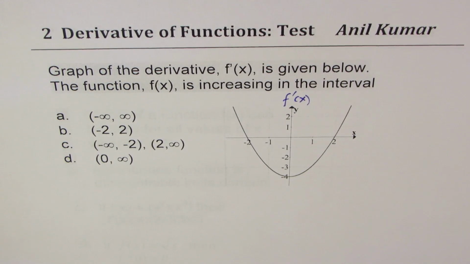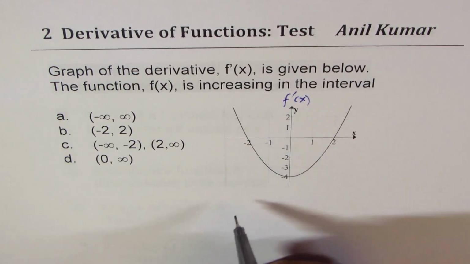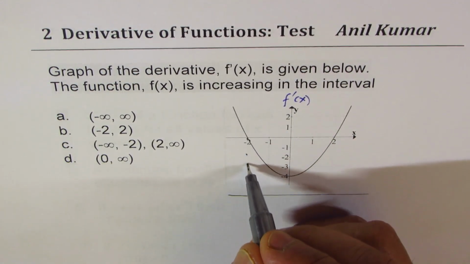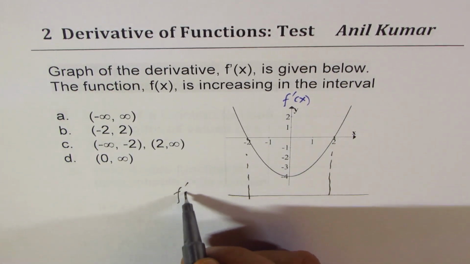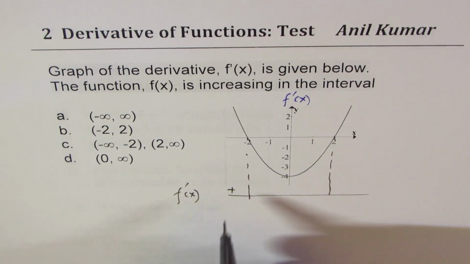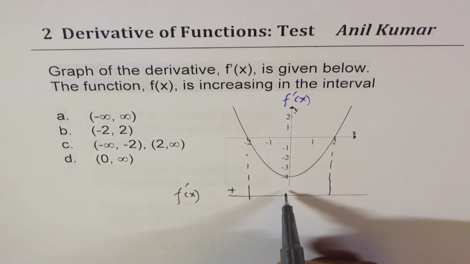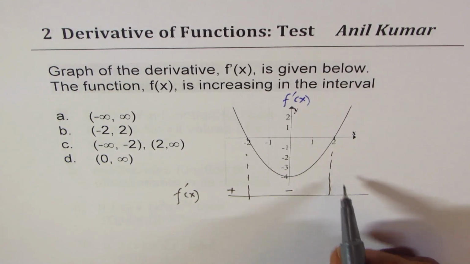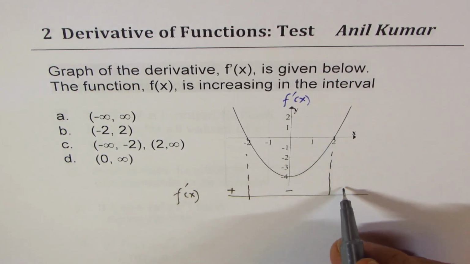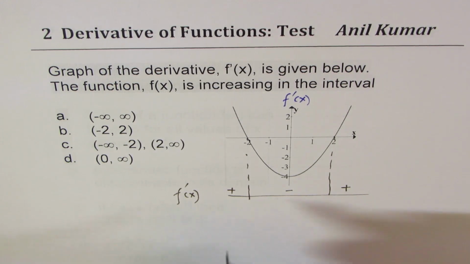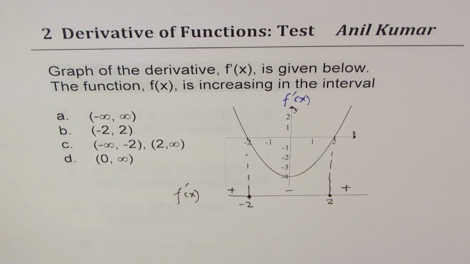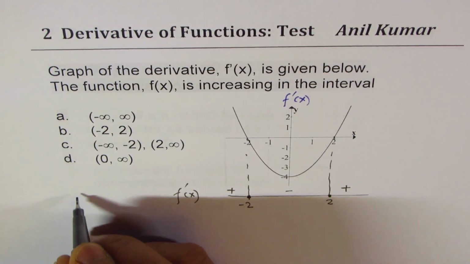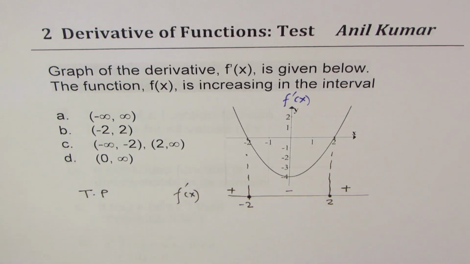Now what you notice here is that if I look at this graph, then you will notice that the derivative f dash x is positive from minus infinity to minus 2, negative thereafter up to 2, and then from 2 to infinity it is again positive, right? So at two places, at minus 2 and plus 2, the derivative of the function is 0. So these places are the turning points, right? These are turning points for the function.